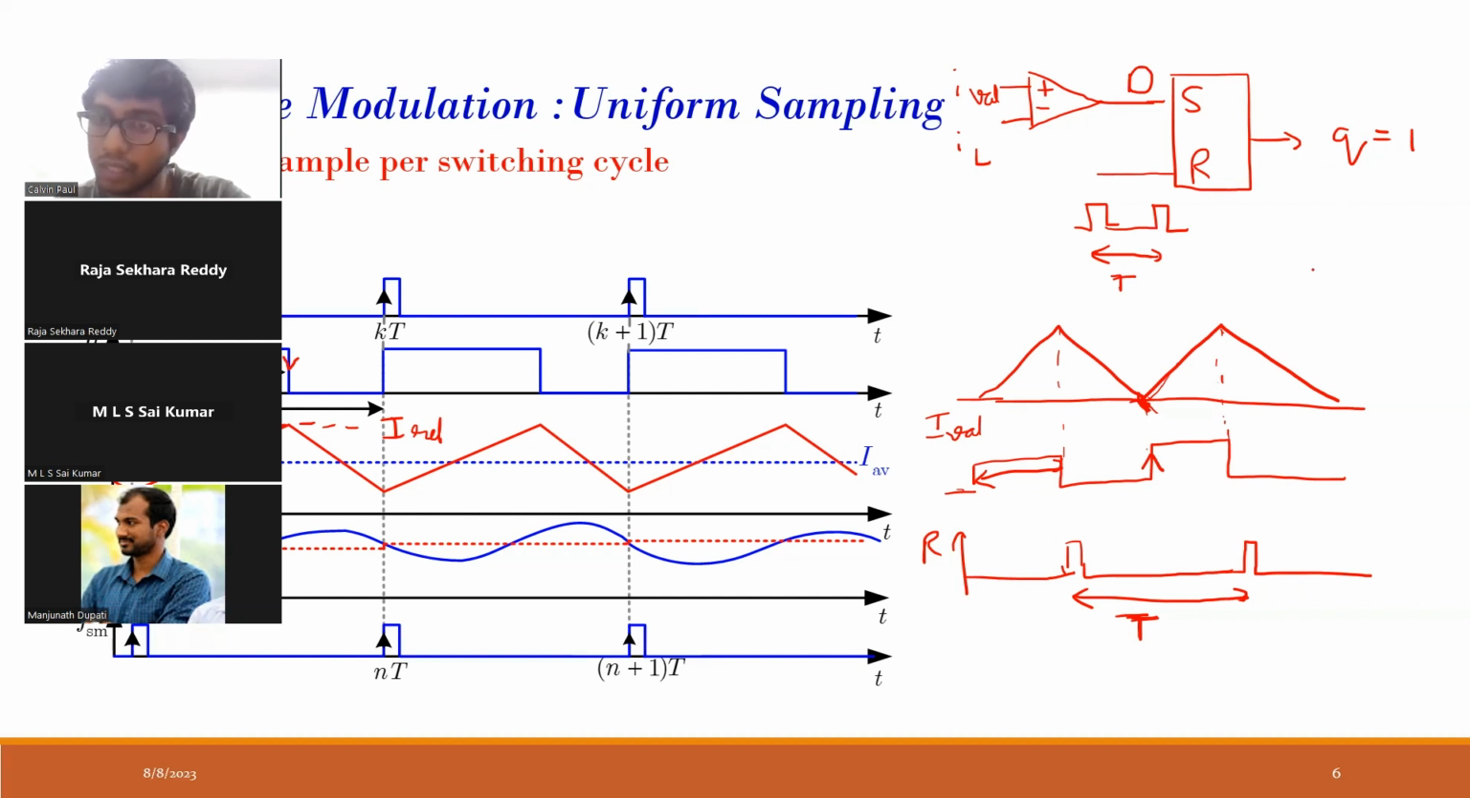Q will remain 1. Now, after some particular time duration T, I will give the reset pulse. When this is high, then this will be 1, and in that case Q will go from 1 to 0. So now R will come after a fixed duration T. But what is being controlled is when the switch will turn on. And that is why it is known as leading edge modulation.